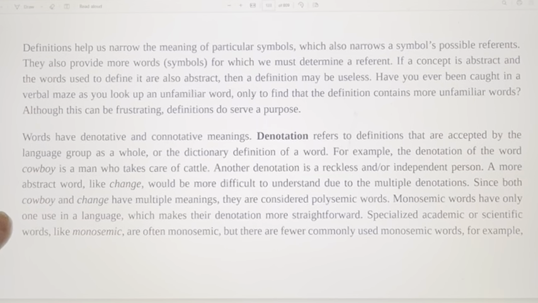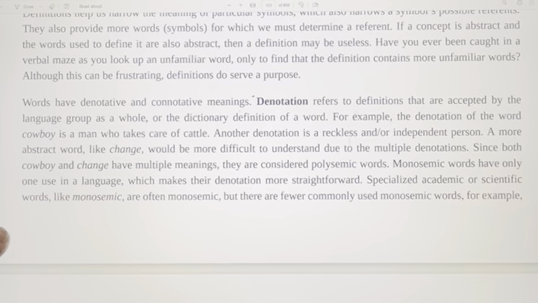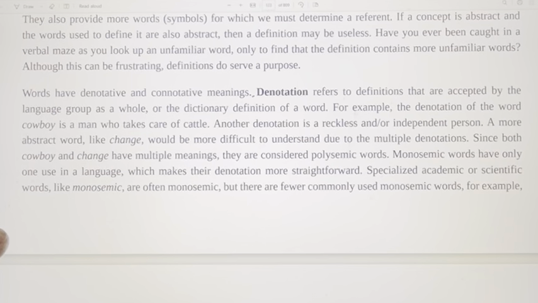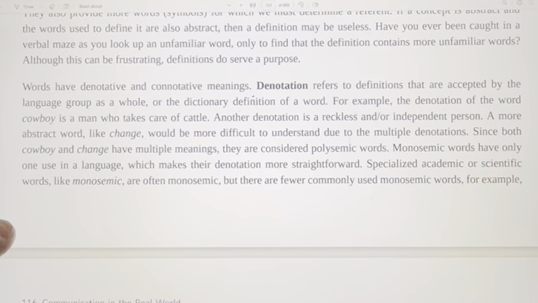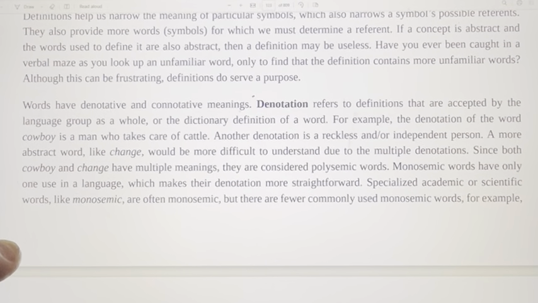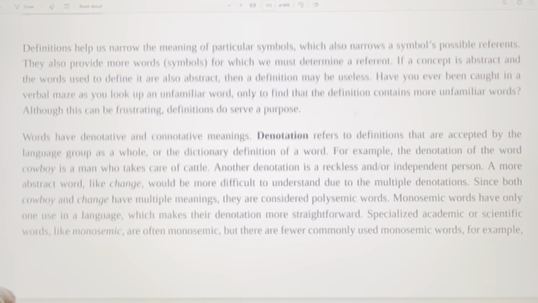Definitions help us narrow the meaning of particular symbols, which also narrows a symbol's possible reference. They also provide more words, symbols, for which we must define a referent. If a concept is abstract and the words used to define it are also abstract, then a definition may be useless. Have you ever been caught in a verbal maze as you look up an unfamiliar word, only to find that the definition contains more unfamiliar words? Although this can be frustrating, definitions do serve a purpose.